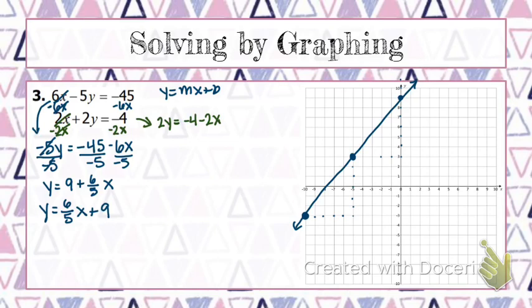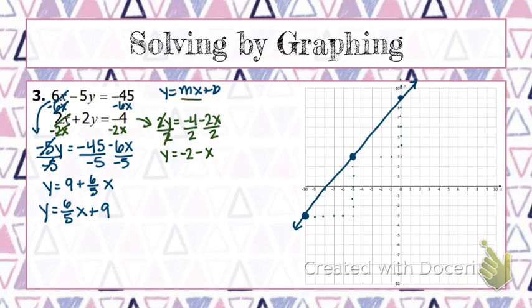So then we need to divide everything by 2 to get y by itself. 2 divided by 2 is 1, and 1y is just y. Negative 4 divided by 2 is negative 2. Negative 2 divided by 2 is negative 1x.